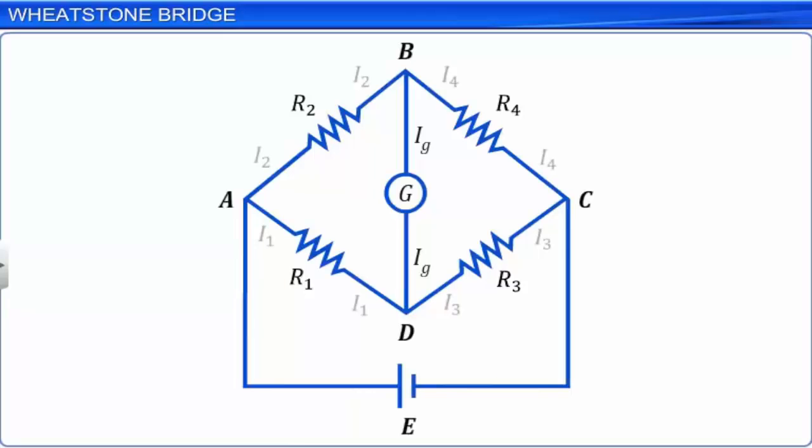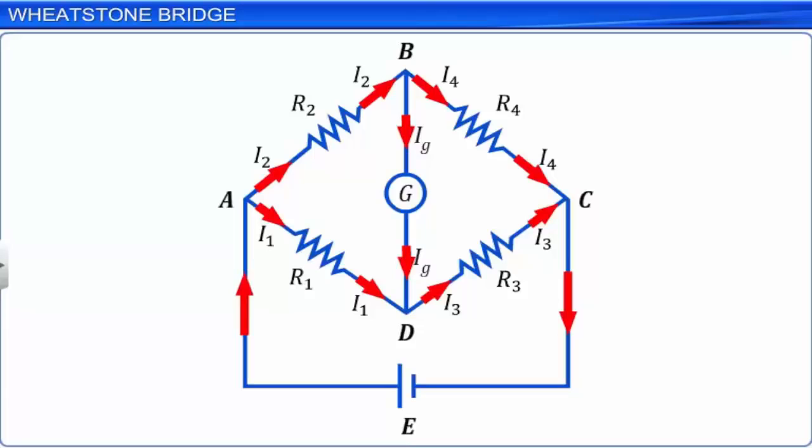I1 to I4 are the currents through the corresponding resistors R1 to R4. Ig is the current passing through the galvanometer. Let G be the resistance of the galvanometer. The formulae we derived for series and parallel combinations of resistors and cells are not sufficient to determine all the currents and potential differences in such circuits.